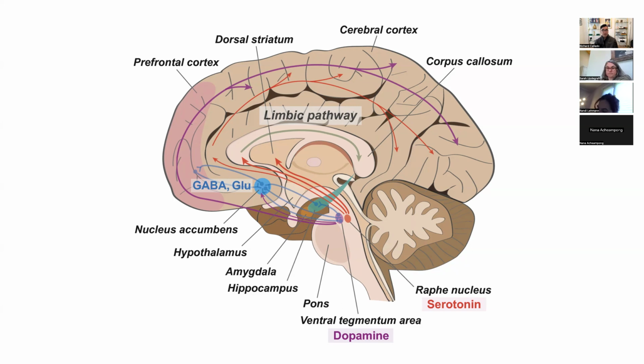All right. It's not on here, but locus ceruleus is the main cell body that creates norepinephrine. All right. Basal forebrain, it's not on here, BF, creates acetylcholine. All right.